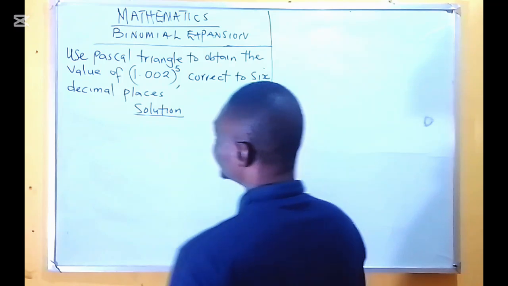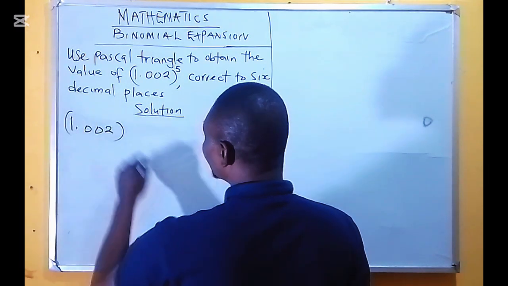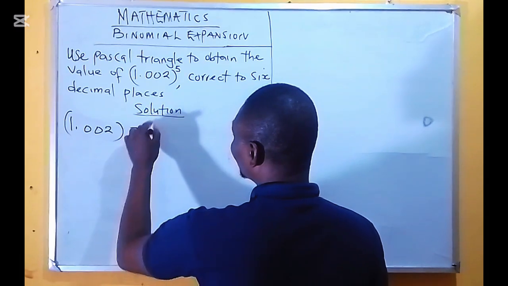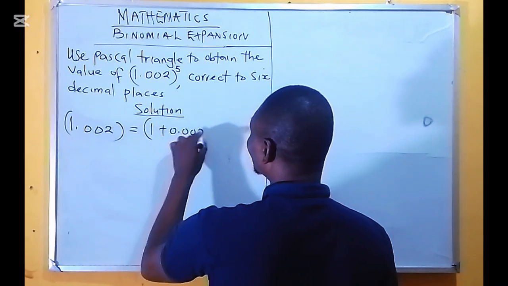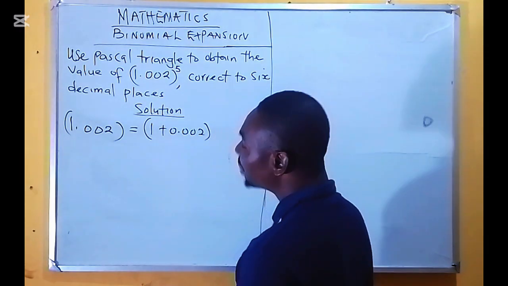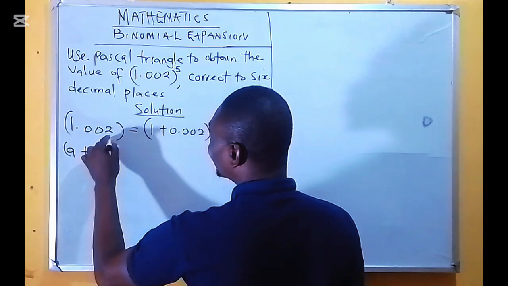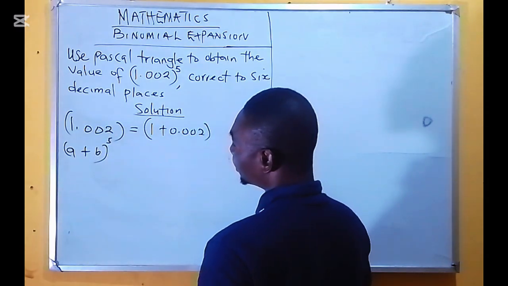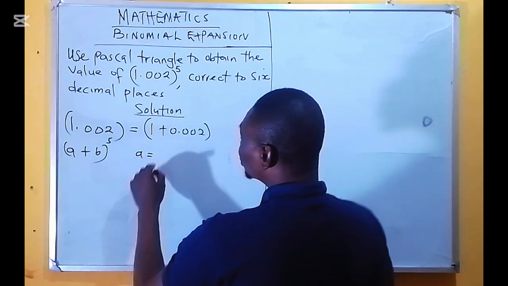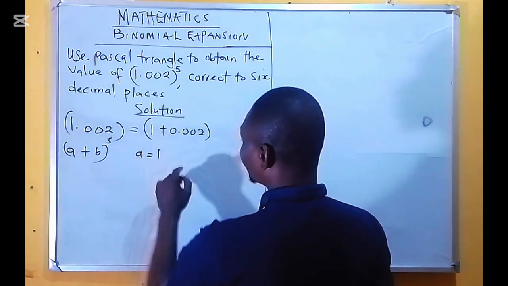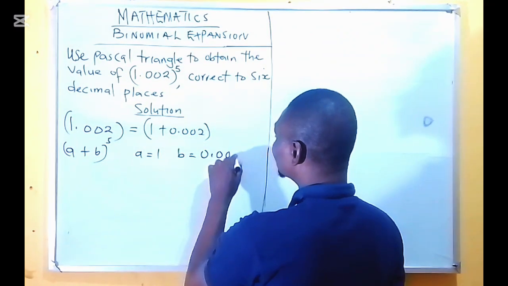Here, 1.002 may be written as 1 plus 0.002, so that the expansion of (a + b) raised to the power of 5 may be used with a equals 1, then b equals what? 0.002.